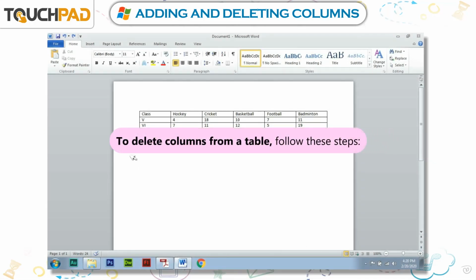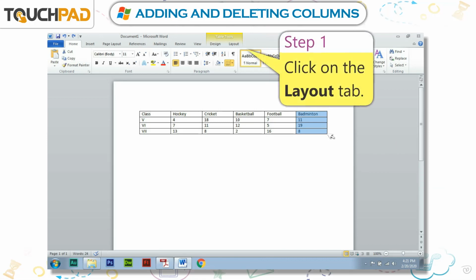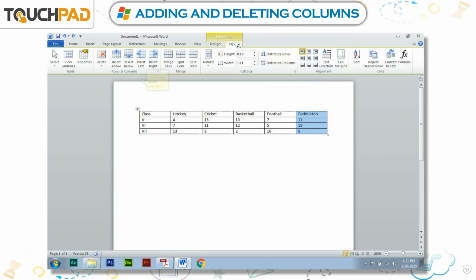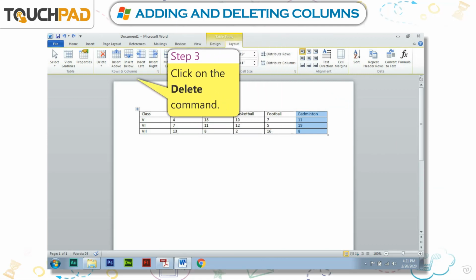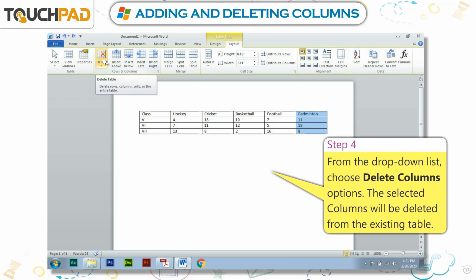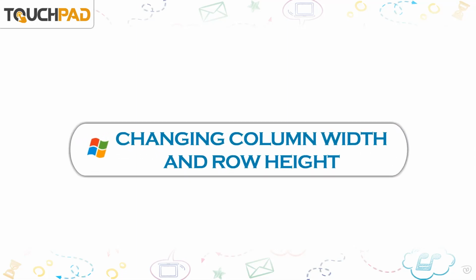To delete columns from a table, follow these steps. Step 1. Select the column which you want to delete. Step 2. Click on the Layout tab. Step 3. Click on the Delete command. Step 4. From the drop-down list, choose Delete Columns option. The selected column will be deleted from the existing table. Changing column width and row height.